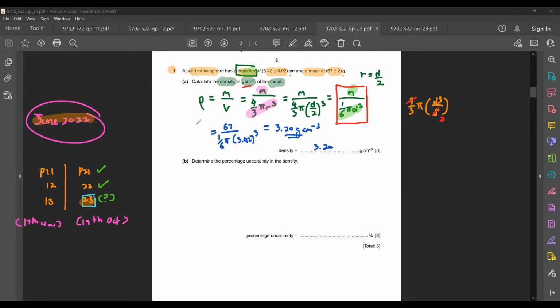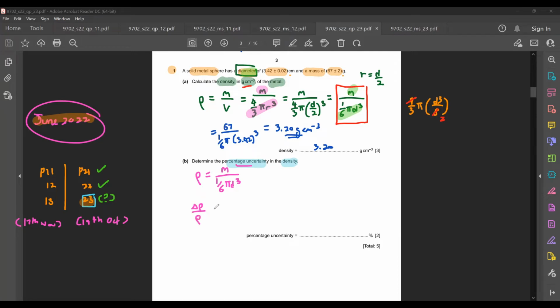So the next part of the question is asking you to find out the percentage uncertainty in the density that you have calculated. In the first place, I already found my density equation. Let me just write it down. I found out that the equation was rho equals m over 1 over 6 pi d cube. So if I want percentage uncertainty, I just find the fractional uncertainty first.